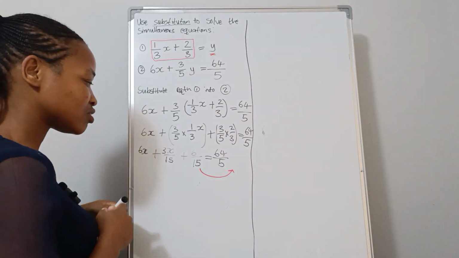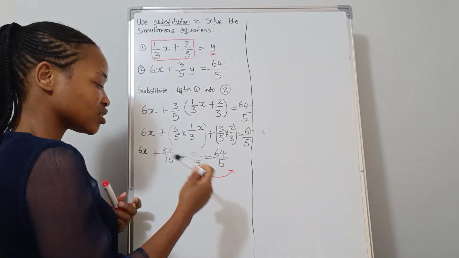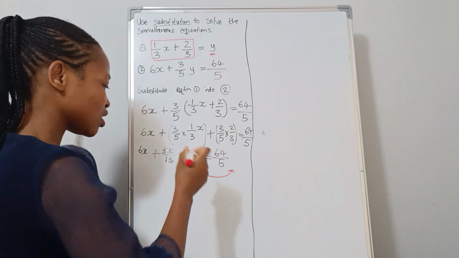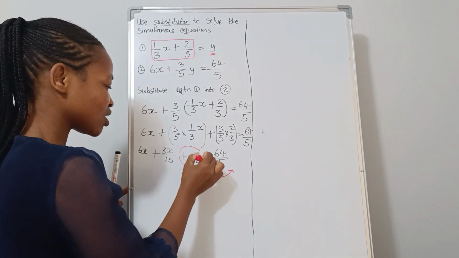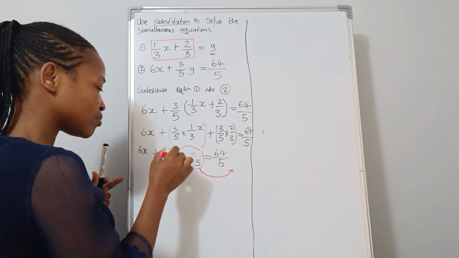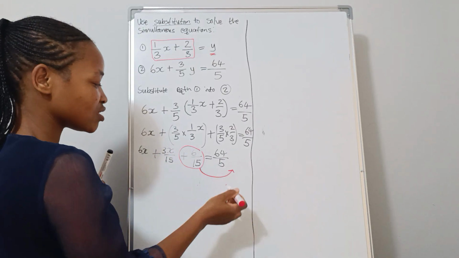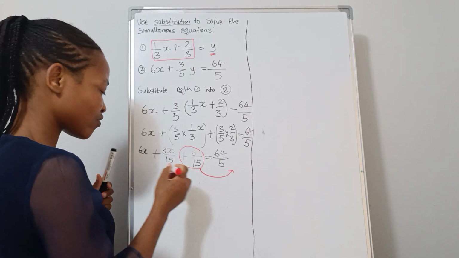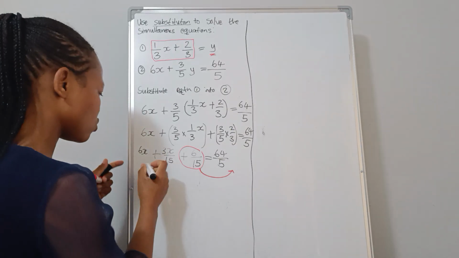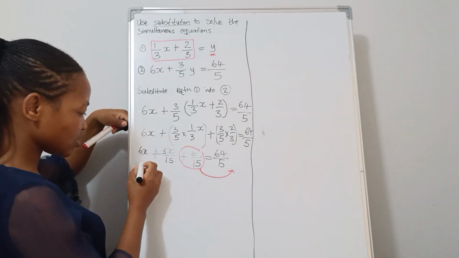And then what does it do when it goes over the equal sign? It changes what it is doing here. So here it was adding. We had plus 6 over 5. So when it goes this side, it's going to be minus 6 over 5. So let's do that. So this stays as it is for now.